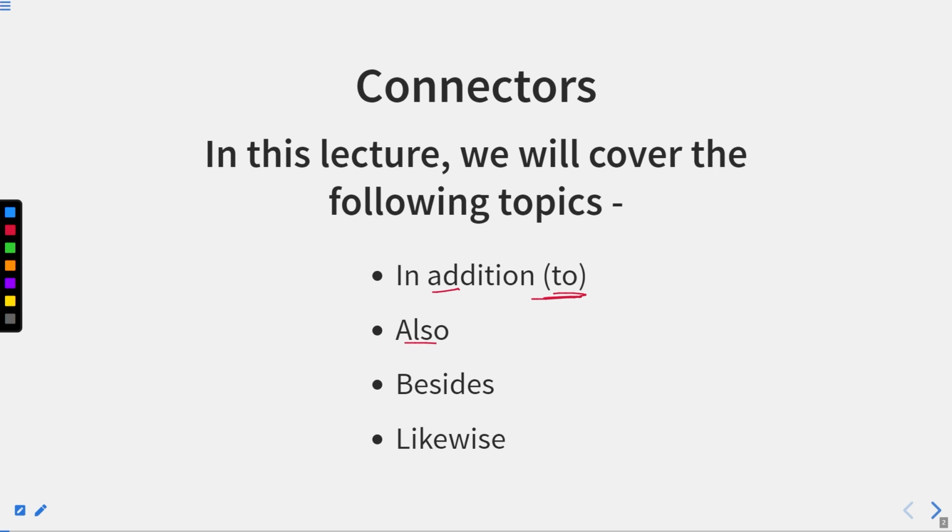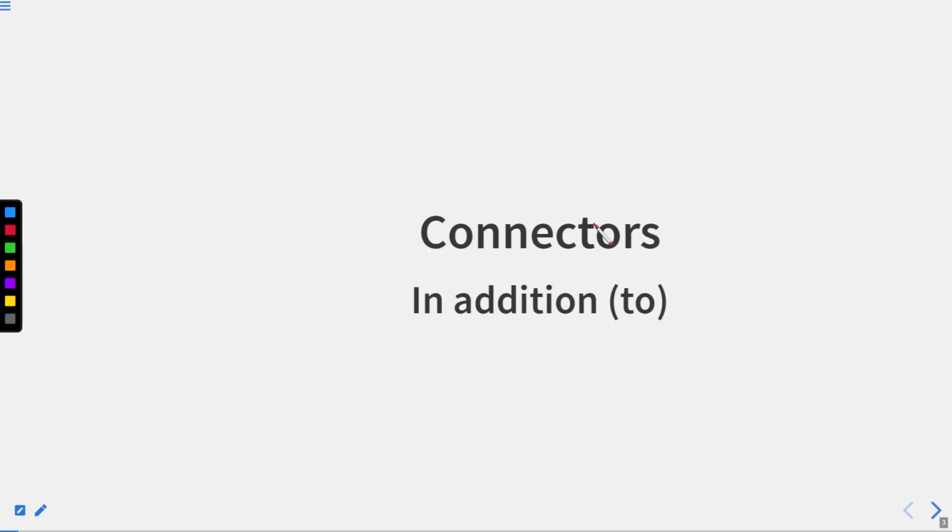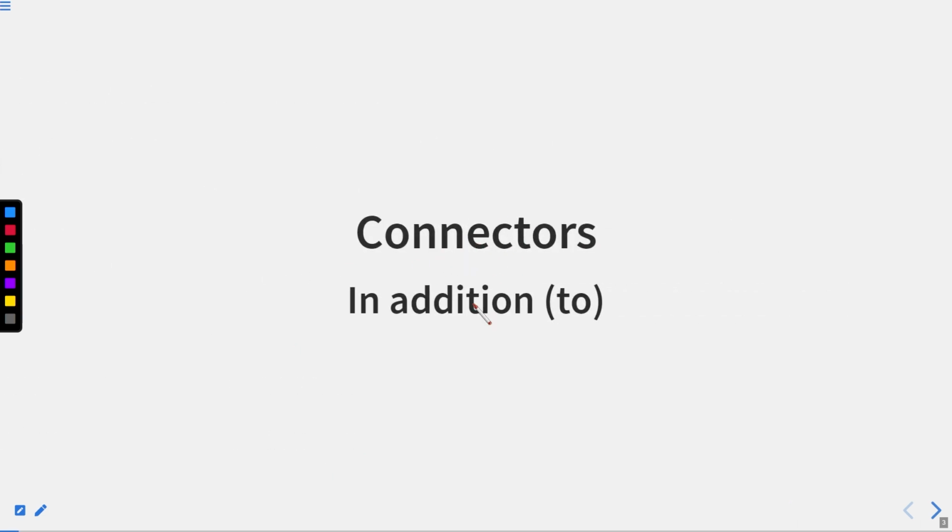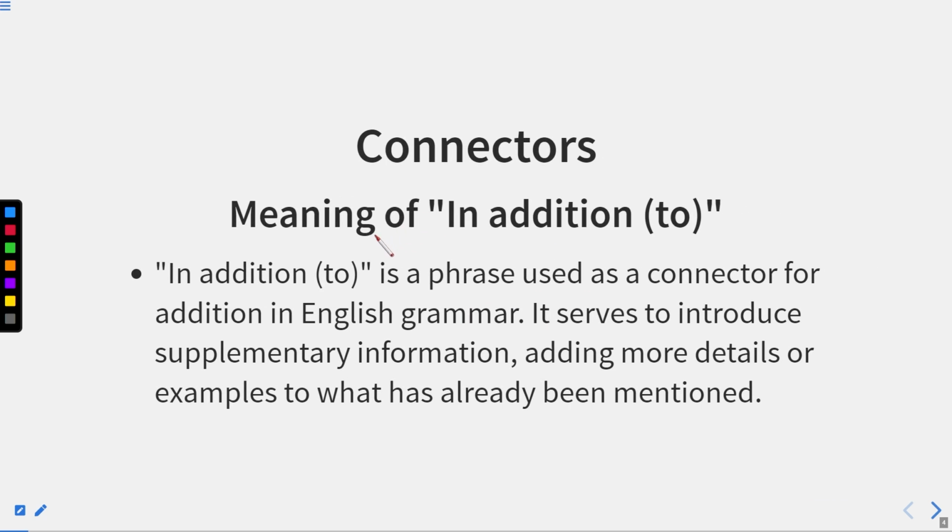After that, we'll discuss also, then besides, and then likewise. Four of these connectors are very important and very simple to use. Let us use these connectors in our speech. Okay, so let's begin this session. Well, we are going to discuss first of all in addition to. Okay, now first of all, let us discuss the meaning of in addition to.